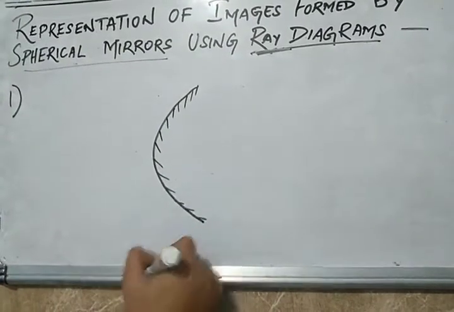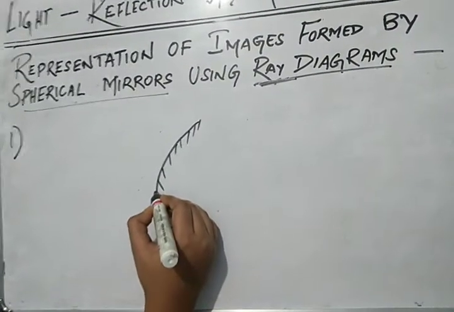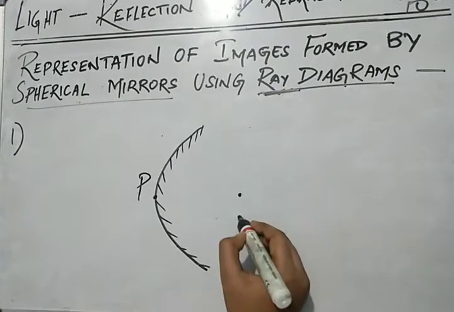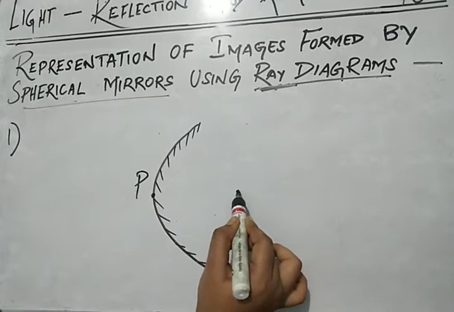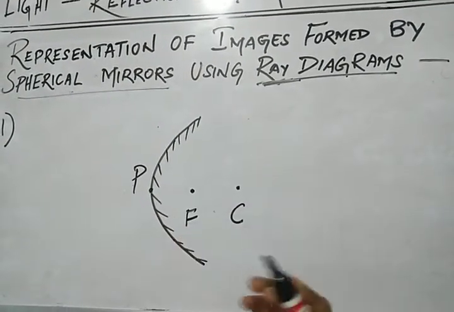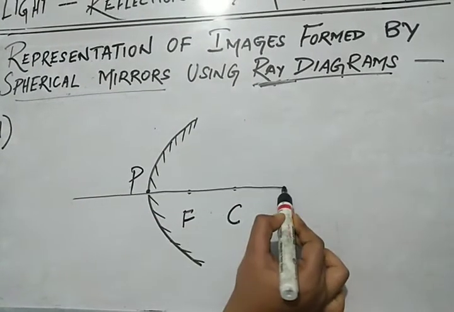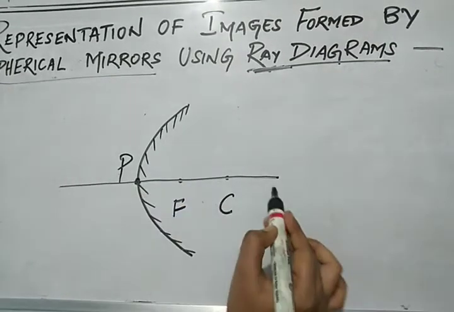Okay, this is my convex mirror. Now I take this to be the pole. Here is my center of curvature, and in between the pole and center of curvature lies the principal focus. Now I draw my principal axis. Okay, this is the principal axis.